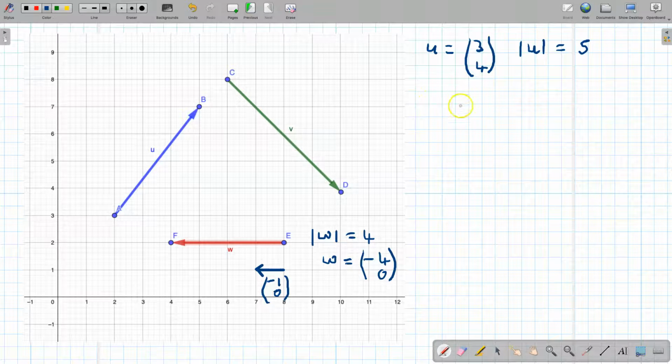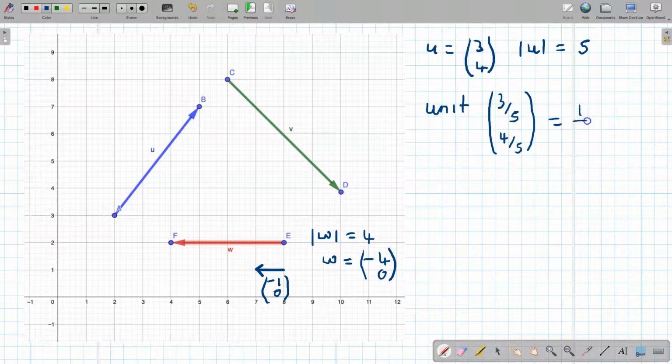So the unit vector becomes 3 over 5 and then 4 over 5. What I could also write is 1/5 outside if I've got a particularly tricky number, and then inside 3 and 4. Now, how do I know that that's definitely the unit vector?